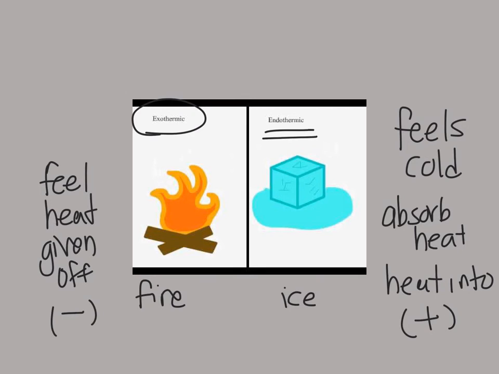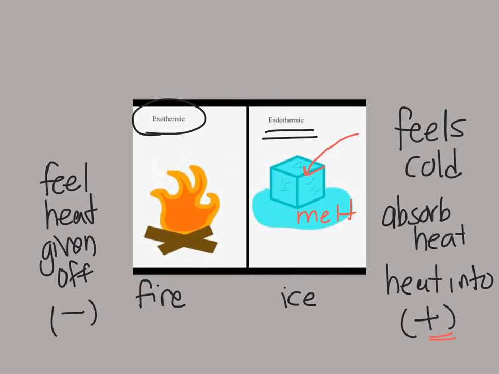Okay, so think about it. You don't feel cold, you feel a lack of heat. So the heat from your hands is being absorbed into this ice cube. The heat, and we'll show it as the red, from your hands is going into the ice cube, causing it to melt. It is transferring from a hot situation, which are your hands, into the ice cube, which is cold. The heat goes from the hot to the cold, and it goes into that reaction, and it causes it to be a positive sign.